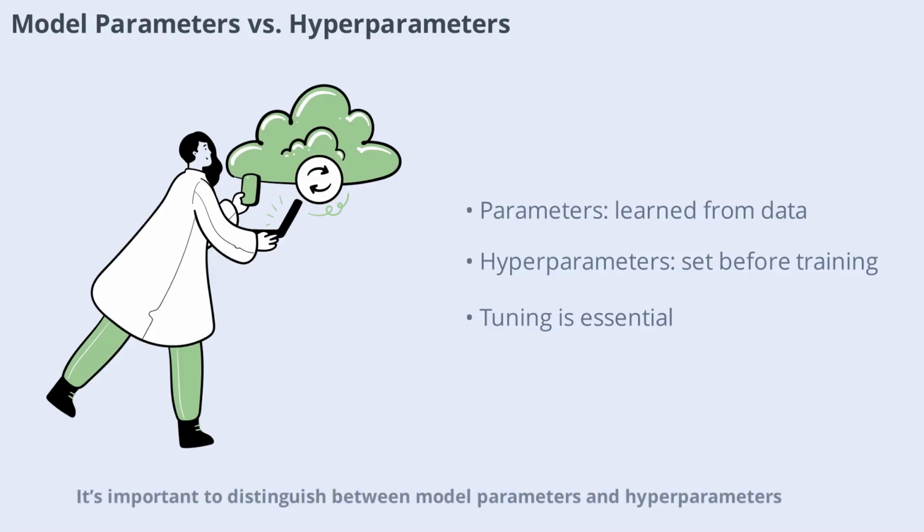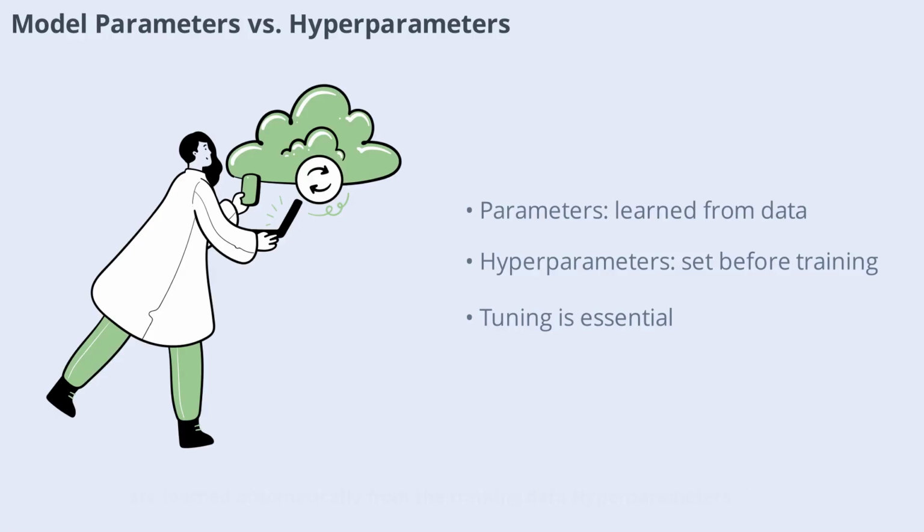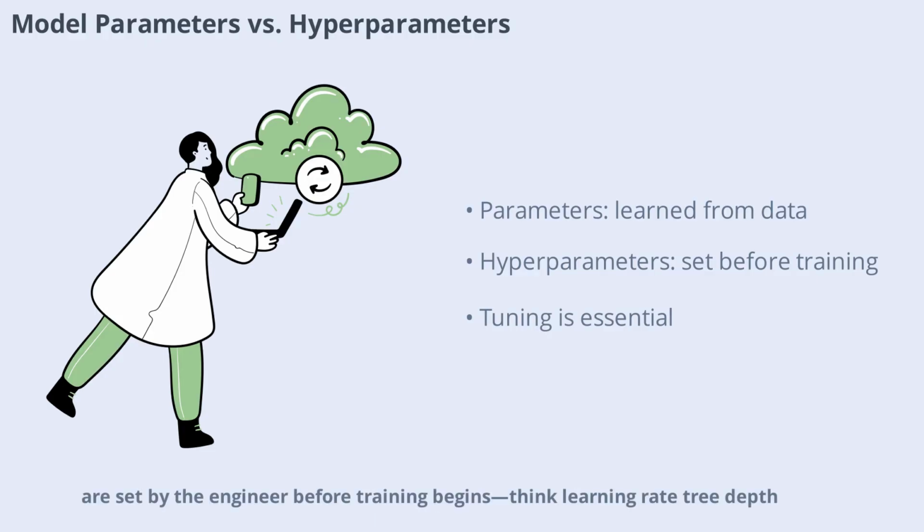It's important to distinguish between model parameters and hyperparameters. Model parameters like weights and biases are learned automatically from the training data. Hyperparameters, on the other hand, are set by the engineer before training begins. Think learning rate, tree depth, or the number of neighbors in KNN. Tuning hyperparameters is key to getting the best performance from your model.